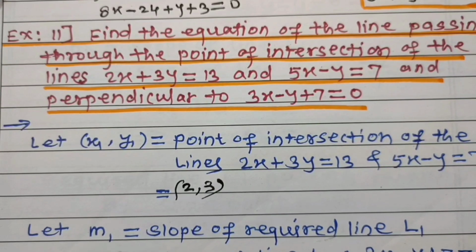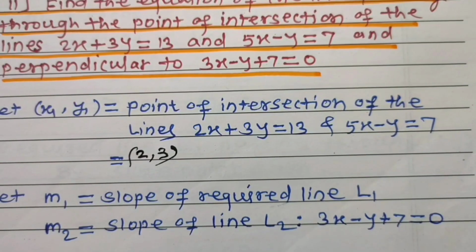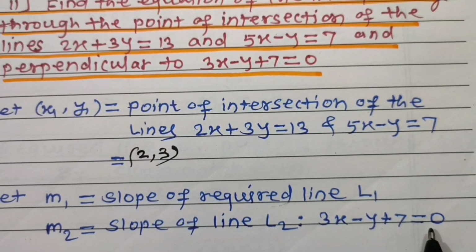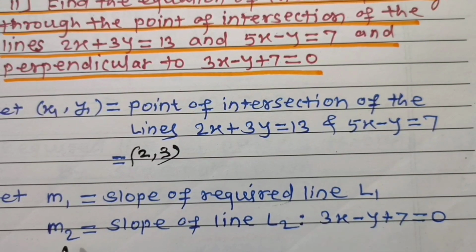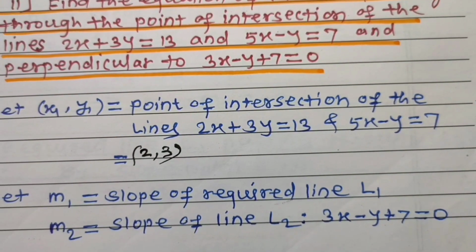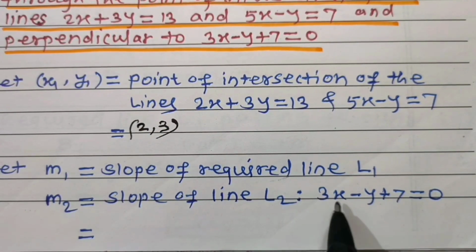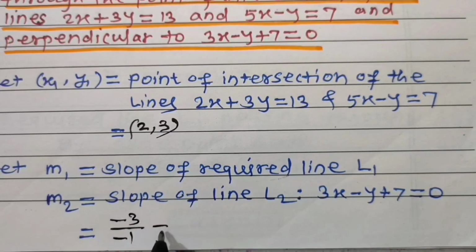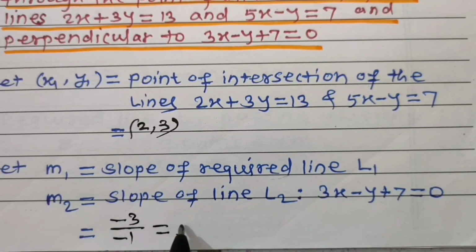Now let m1 be the slope of the required line L1 and m2 the slope of line L2. L2 is, suppose, 3x minus y plus 7 is equal to 0. Slope of this line is m2. So minus coefficient of x divided by coefficient of y. Applying this formula, m2 is equal to minus 3 divided by minus 1, and this is equal to 3 upon 1, means 3. m2 is equal to 3.